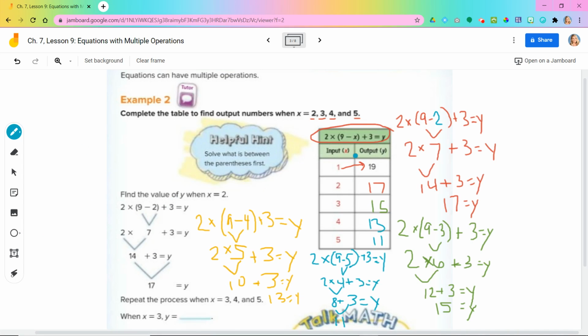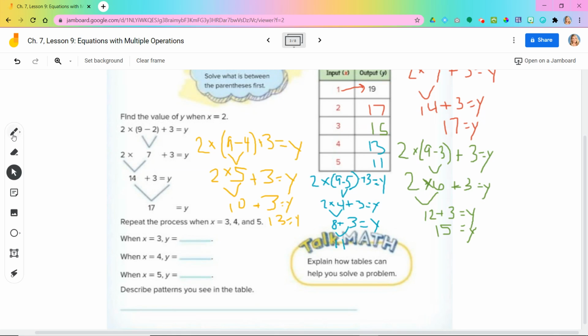But there's no guarantee that they're not going to skip one of these inputs, or that you're not going to be given the equation alone. So you have to know how to input those variables, which isn't hard, but a lot of people want to take that shortcut and just do the pattern, and that can get you into some trouble. So when x is 3, y is 15. When x is 4, y is 13. And when x is 5, y is 11.